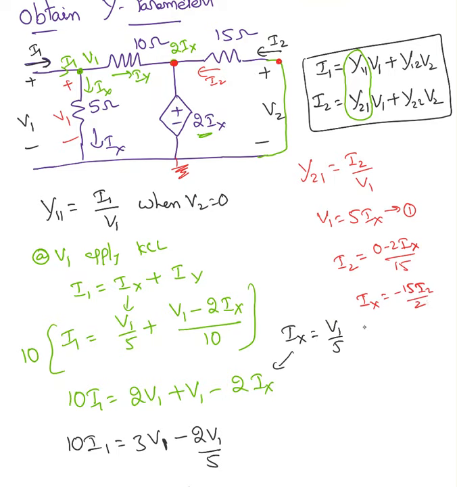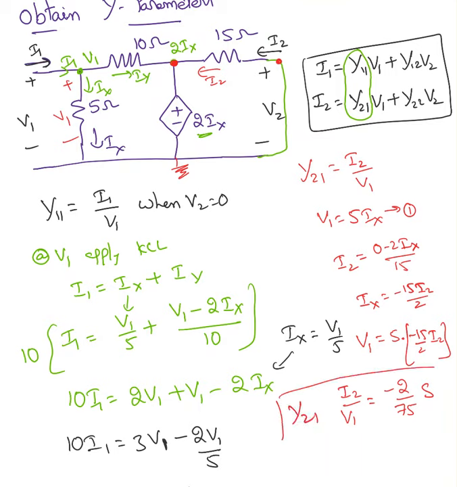So I'm going to substitute it in the above equation. So V1 equal to 5 times negative 15 over 2 times I2. So I2 over V1 equal to negative 2 over 75 Siemens. Okay, this is our Y21. Y21 equal to minus 2 over 75 Siemens. Now we're going to find the remaining two terms. So we can find these two terms together.